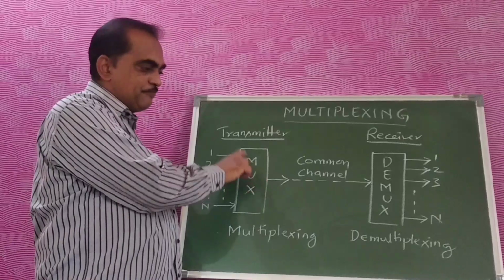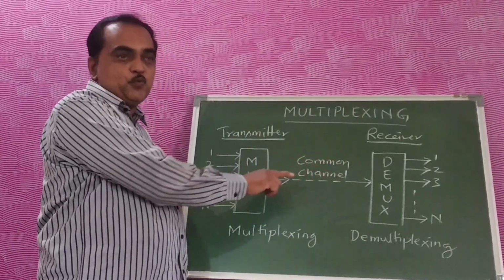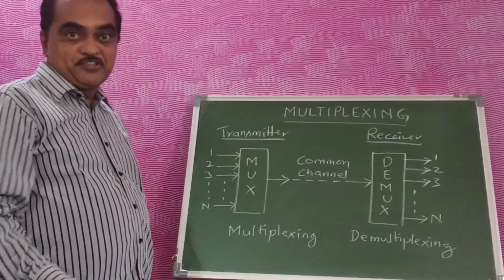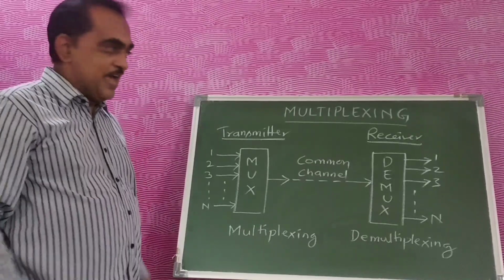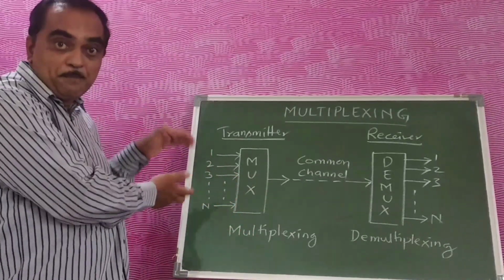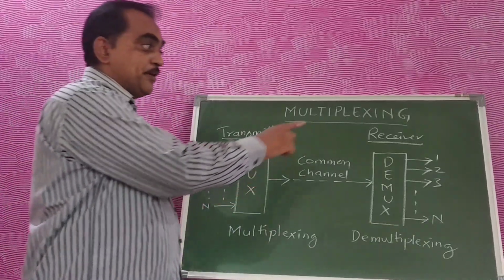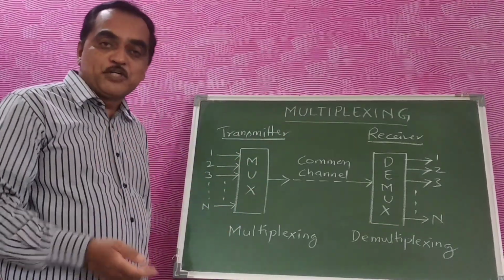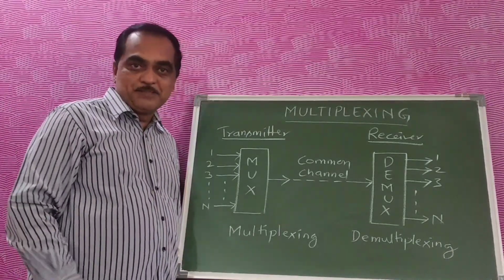It will become one composite signal. That composite signal from the transmitter section, through a medium, will be given to the receiver section, where it should first be demultiplexed, and then all those signals which were combined here should be separated, and the separate signals should go to their respective destinations. This is the basic idea of what multiplexing is.